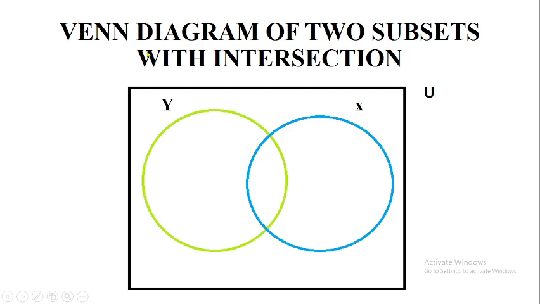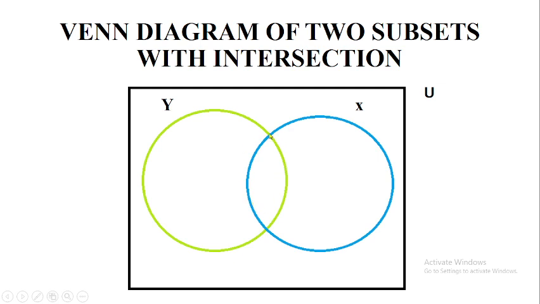In another diagram on the screen right now, we also have a rectangular box which represents the universal set. We have set Y and set X. Set Y is represented by this yellow circle, and set X is represented by this blue circle. Both of them are subsets of the universal set, because they are both inside the rectangular box which represents the universal set. Another thing you can see is that the two circles overlap.